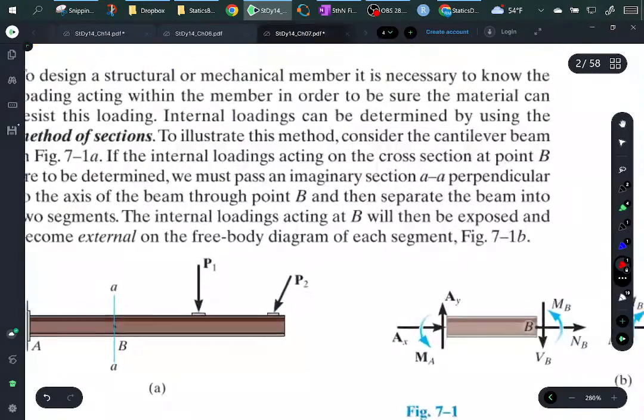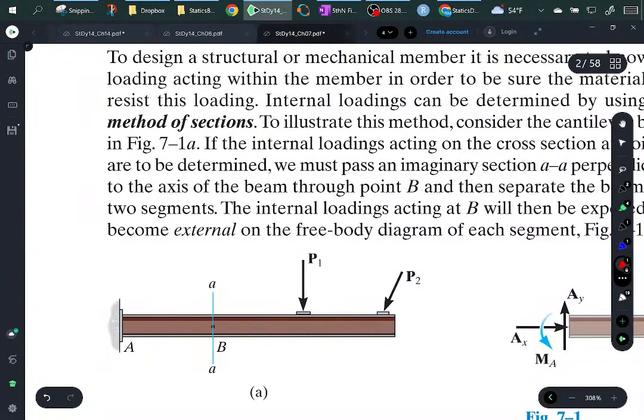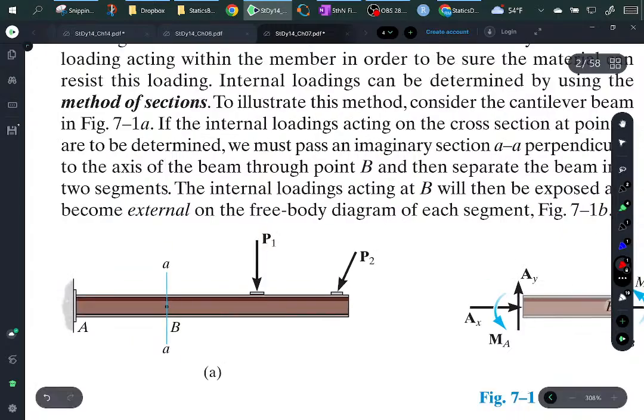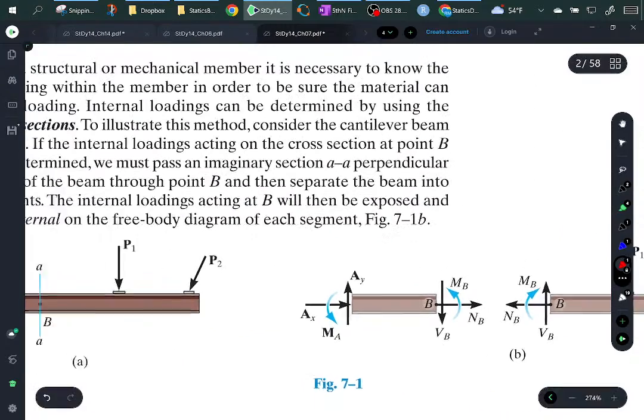Okay, so for example, say you have a beam like this, and you want to find out if any part of it starts breaking or tearing or anything. What you want to do is look at the internal loads in there. That will give you ample evidence or information so you can tell whether the beam is going to hold the weight. But the way you do that is pretty simple.